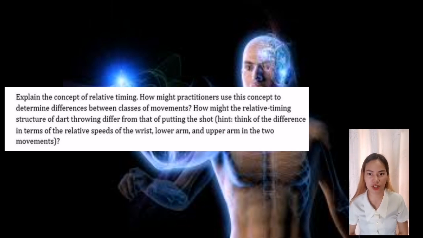Trained observers like judges can detect the invariants relatively easily, allowing them to classify movement according to its relative timing structure rather quickly. Although generalized motor program theory postulates that relative timing is invariant within a class of movements like walking, it assumes that relative timing differs from one class of movements to another.